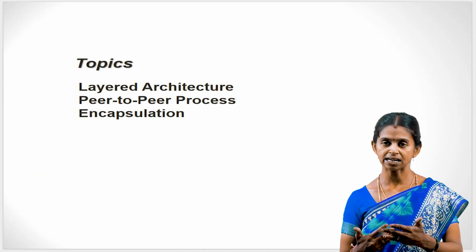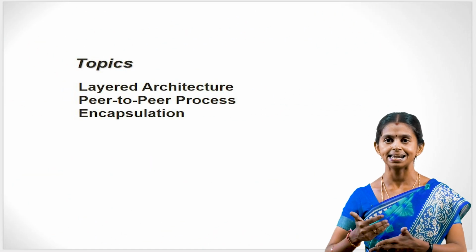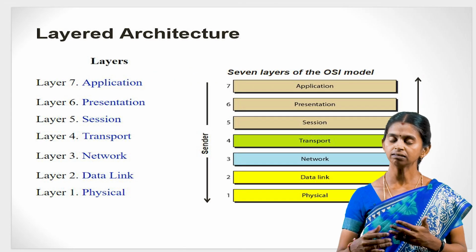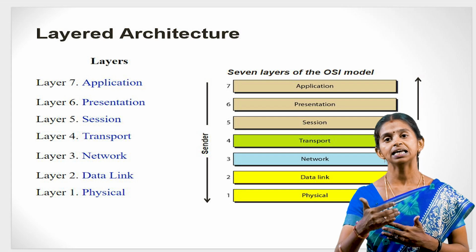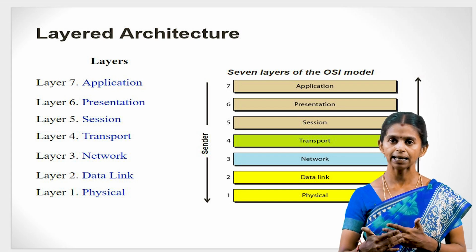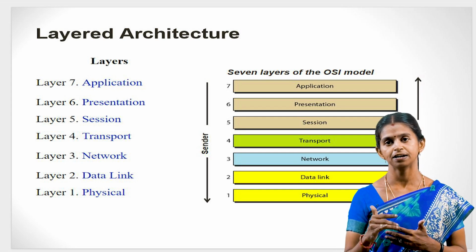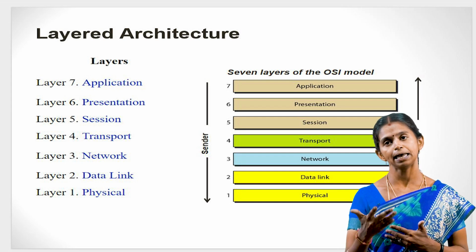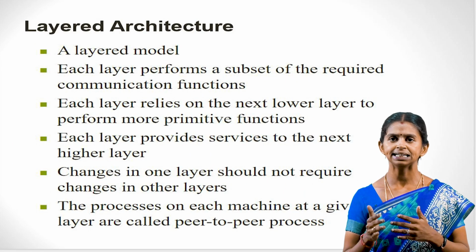Let us see the layered architecture, peer-to-peer architecture and encapsulation. Layered architecture. Layer 1 is the physical layer. Layer 2 is the data link layer. Layer 3 is the network layer. Layer 4 is the transport layer. Layer 5 is the session layer. Layer 6 is the presentation layer. Layer 7 is the application layer. A layered model.